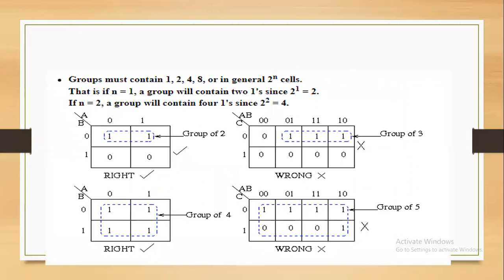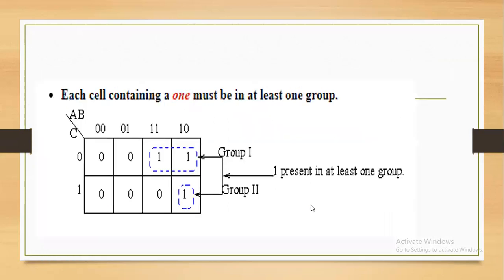The third rule: a group must contain 1, 2, 4, 8, or in general 2 raised to n cells. So how many groups may you form? Based again on the formula 2 raised to n: if n is 1, 2 cells can be grouped; if n is 2, 4 cells can be grouped. This is how they have given the group of 4. In the fourth picture, you can see it's a wrong way of representation. Then finally, each cell containing one must be in at least one group.